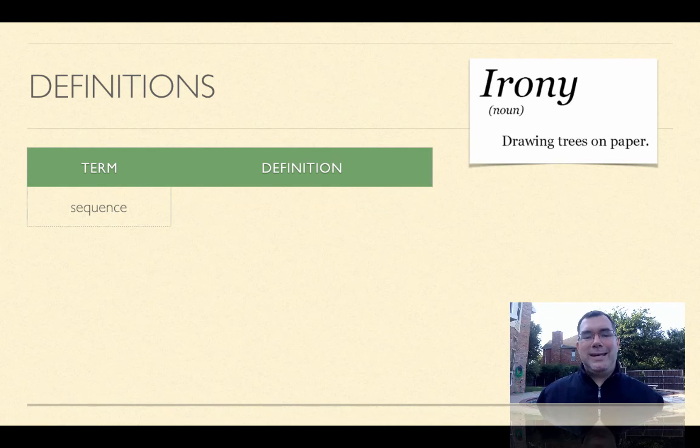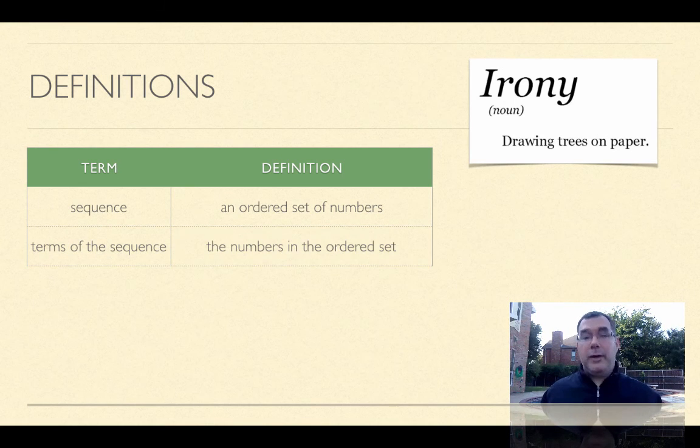The first one is, what's a sequence? Well, it's just an ordered list of numbers. It's not just a group. I put them in a certain order based on a certain pattern. The terms of that sequence are the numbers that are actually in that set.